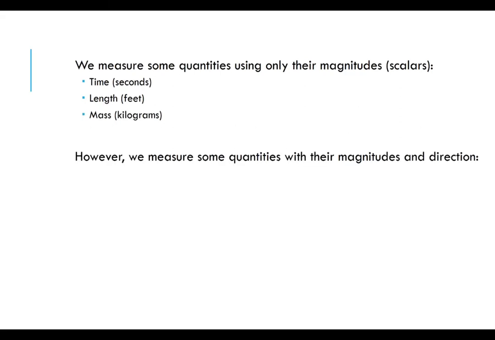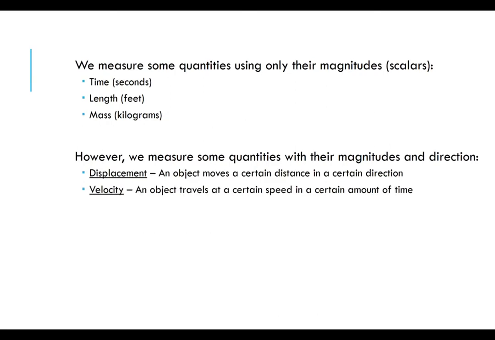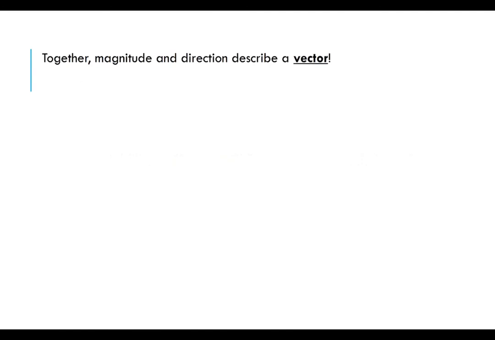Now, on the other hand, we measure some quantities with their magnitudes and their direction. And so specifically some of those quantities are displacement, velocity, and force. Now, all three of these, the moment we say them, we mean that they have a magnitude and a direction. So, once we have magnitude and direction, we have described what's called a vector.